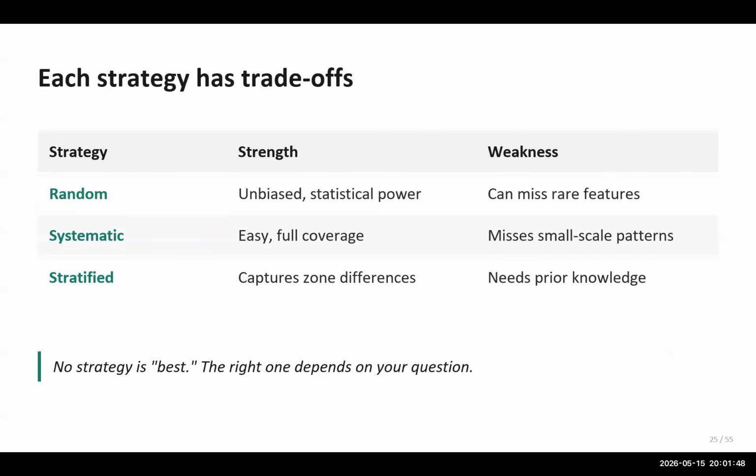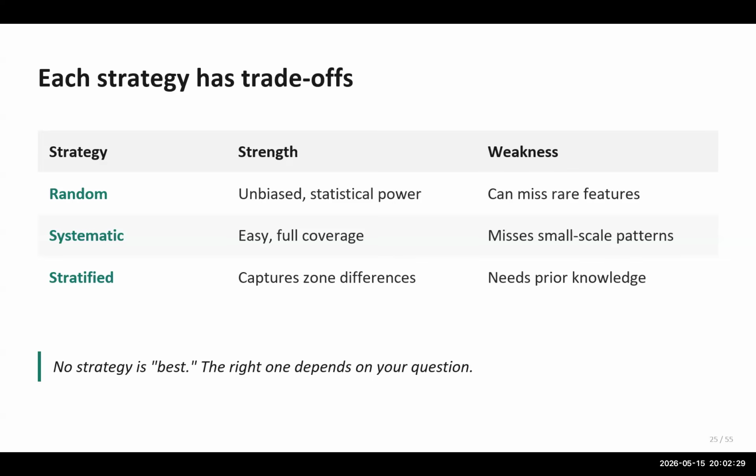So each strategy has strengths and weaknesses, but this depends on your question, what you are trying to find, what your research question is. Random sampling is unbiased, and it gives very strong statistical power for the analysis of data, but it can miss some rare data, like very low numbers. Systematic sampling is easy to do and gives full coverage of the area, but it can miss very small scale patterns. This means differences that happen in a very short space.